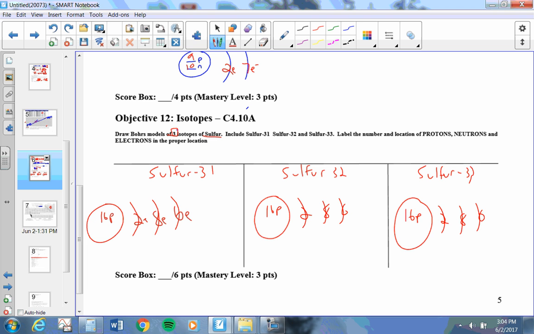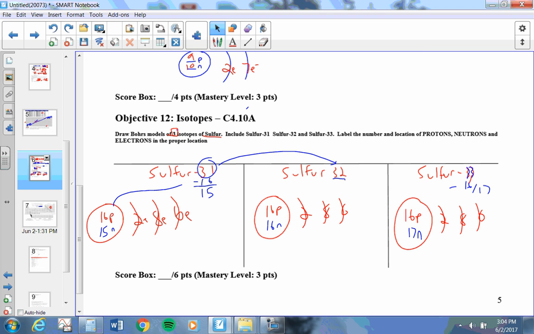Let me go to the first one. Sulfur 31. I can see that 16 of that is protons. 31 minus 16, there must be 15 neutrons. This one is 32. If the only difference is in the number of neutrons, it must have one more neutron, 16 neutrons. And finally, 33 minus 16 equals 17 neutrons there.